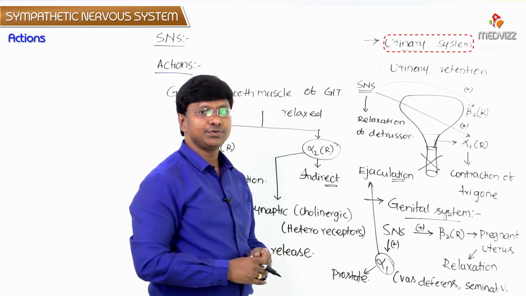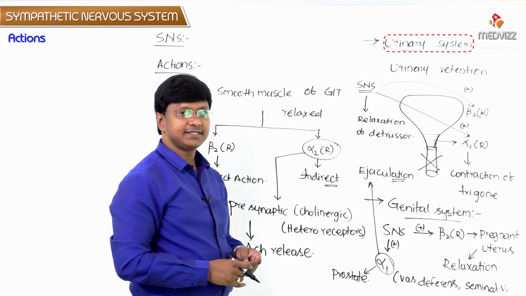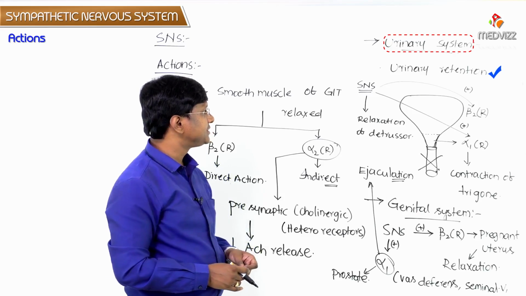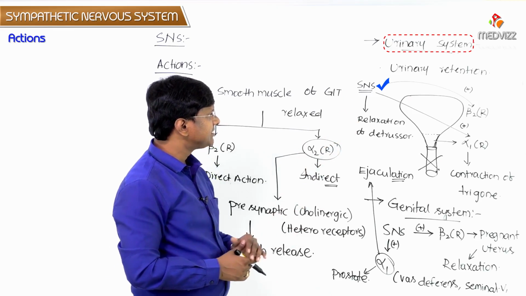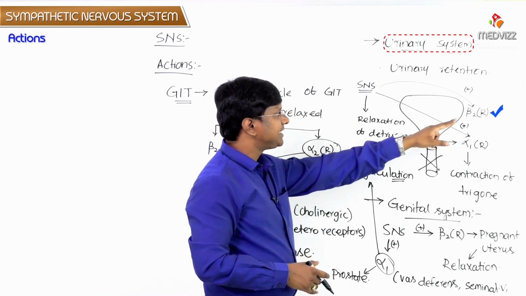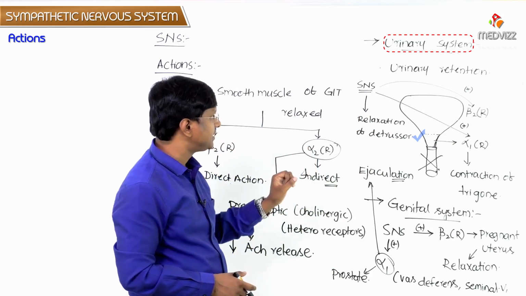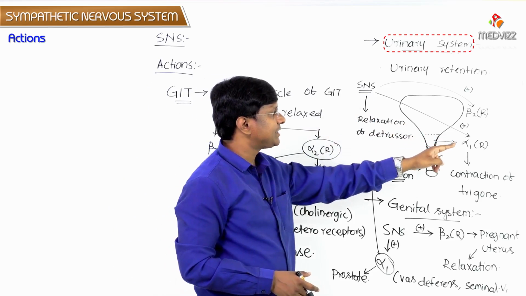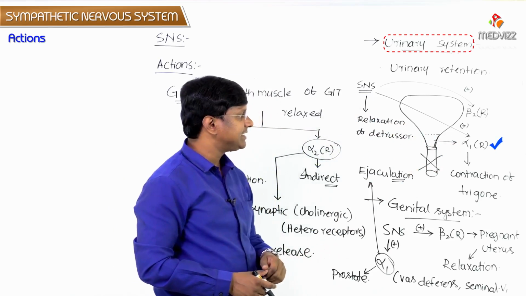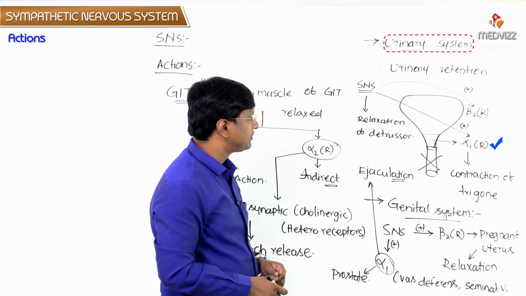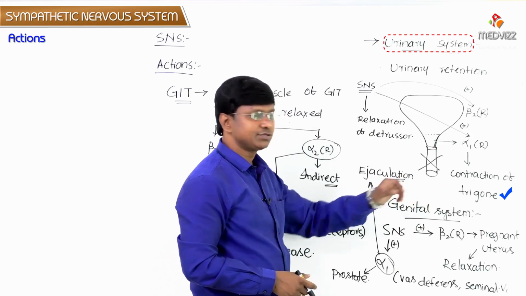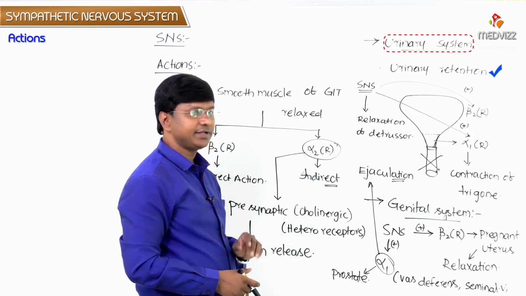And on the urinary system, the sympathetic nervous system will cause urinary retention. It acts on the beta 2 receptors present within the detrusor muscle, causing relaxation of the detrusor. It will stimulate the alpha 1 receptors present within the trigone of the bladder, and thereby there will be contraction of the trigone and urinary retention.